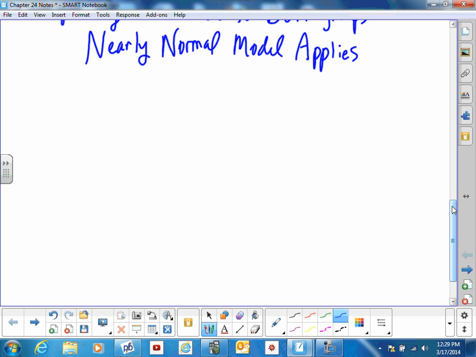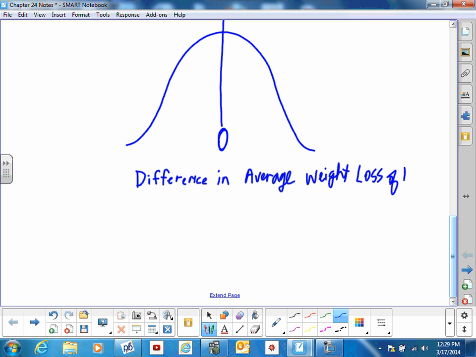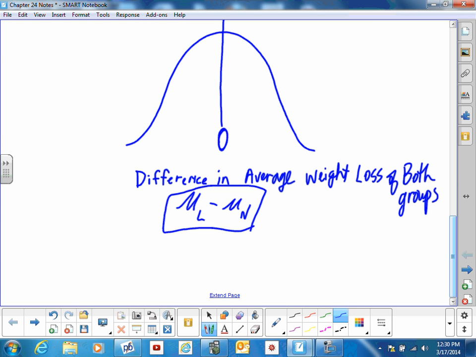Okay, so let's have this quick discussion. This normal model contains numbers, and those numbers represent the difference in the average weight loss of both groups. You actually could probably shorten that and just say difference in the averages. So you have to label what is in this curve. This curve is the average of the low fat minus the average of the not low fat.